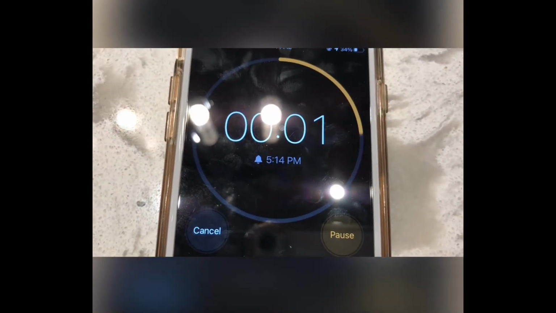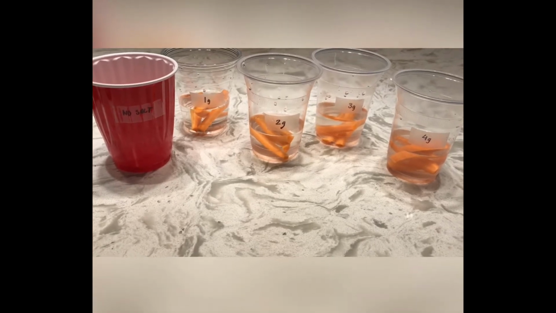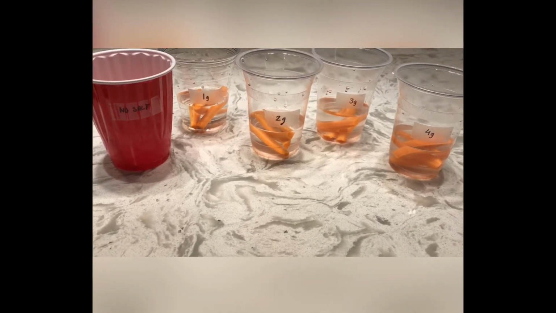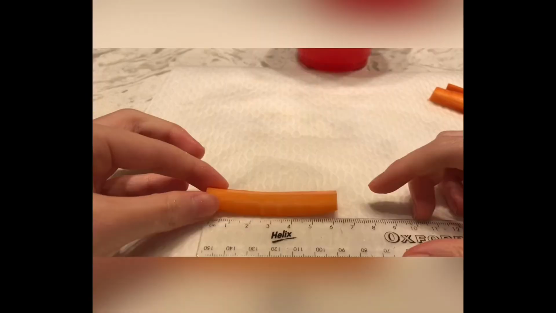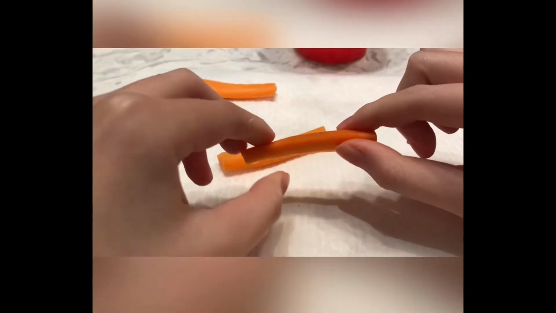Oh man, looks like 20 minutes are up! For each test group, we measured the individual carrot sticks and did a wiggle test. The first group was the no salt. These carrot sticks pretty much stayed the same as they originally were, except they were much harder and stiffer.